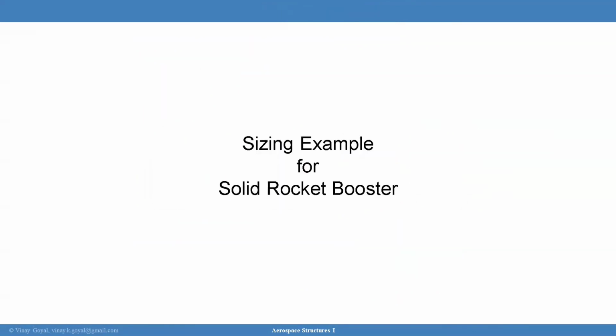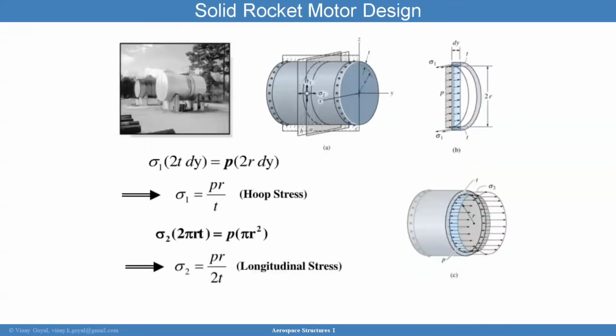I want to now talk about sizing an example for a solid rocket booster. Very, very top level, nothing very big, but in a solid rocket motor, you're going to have pressure inside. So the circumferential stress is PR over T, and the longitudinal stress will be PR over 2T.